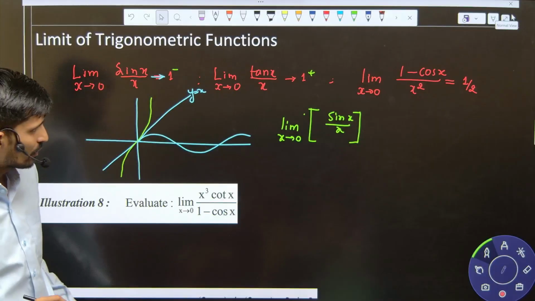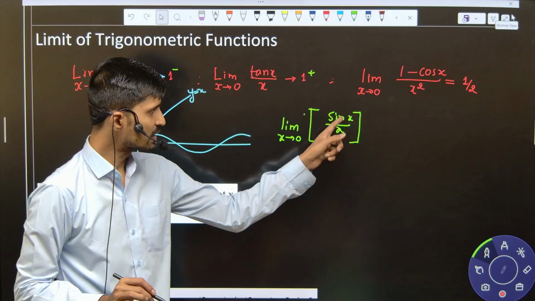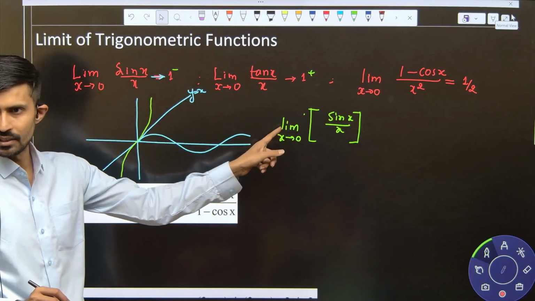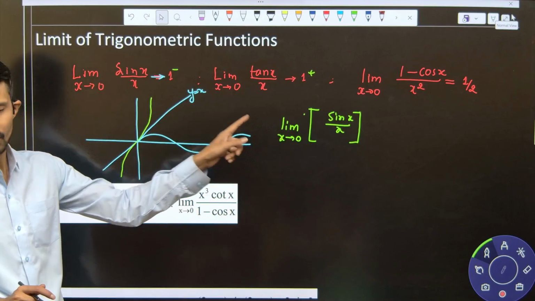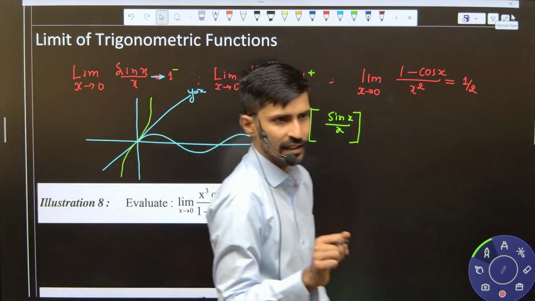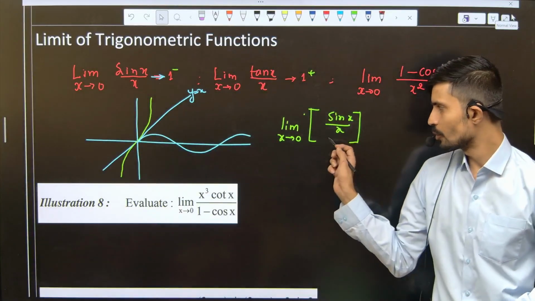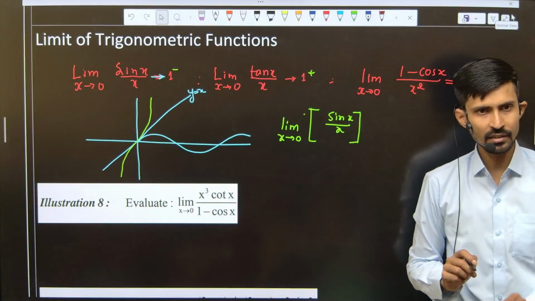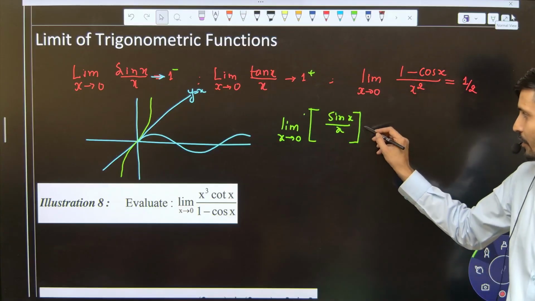Okay. So what will become this? What is this? Sin x by x, 1 minus. When limit x is tending towards 0, what is sin x by x? 1 minus. 1 minus means 0.99999. So this is 0.999. What will be the greatest integer of 0.999? 0. It means here we'll write equals to 0.